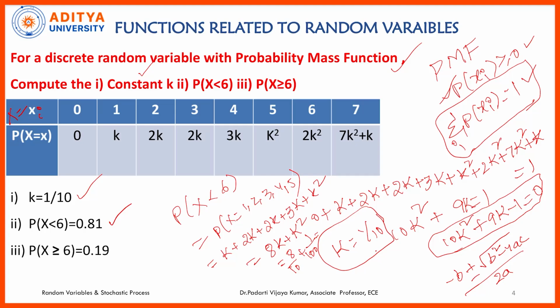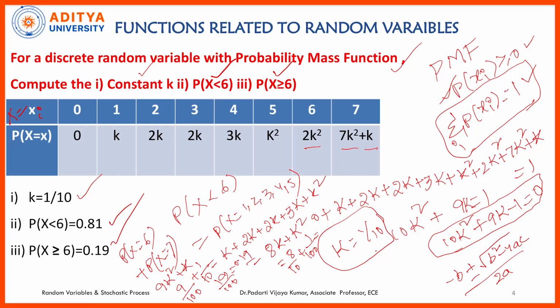In a similar manner, probability of X greater than or equal to 6. That means we need to include probability of X equal to 6 plus probability of X equal to 7. So 2k square plus 7k square plus k, that is 9k square plus k. 9k square means 9 by 100 plus 1 by 10. So 19 by 100. So this value is 0.19.